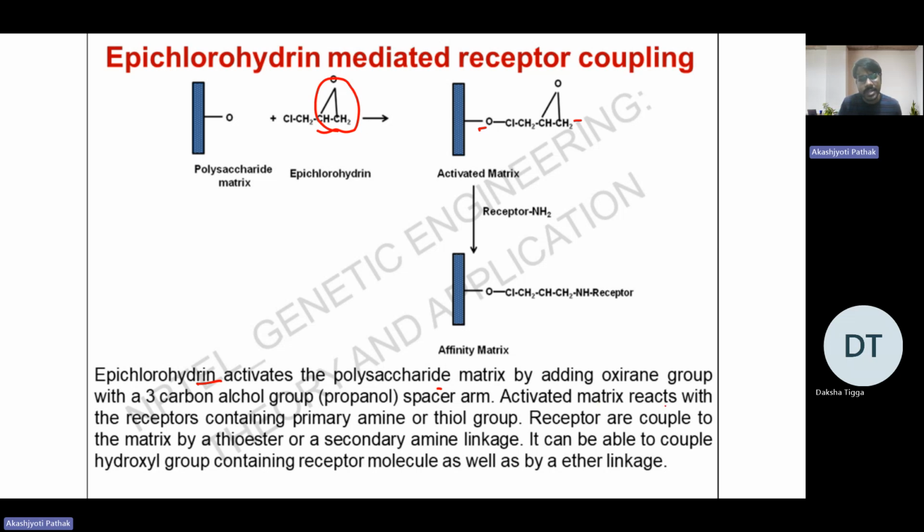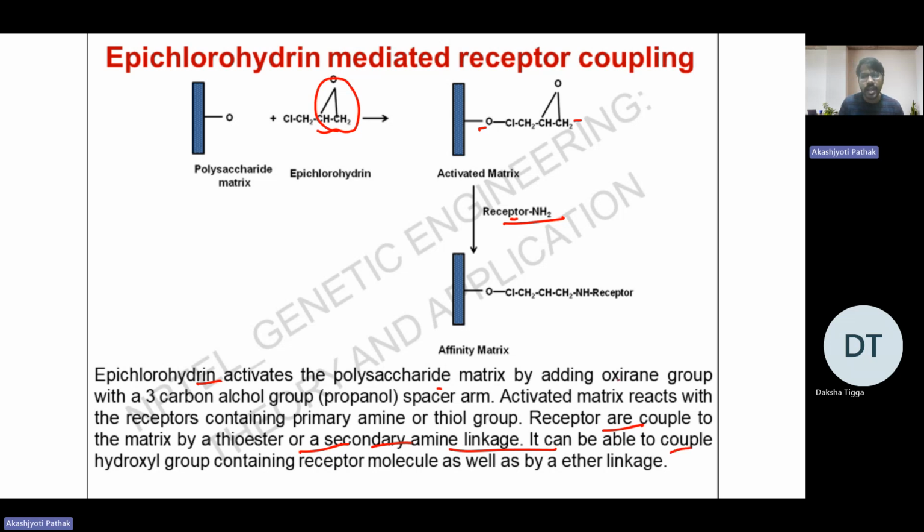Now the activated matrix will react with the receptor. So your receptor has primary amine. Why? Because your receptor is a protein molecule. It will have a free primary amine group. The N terminal will have a free primary amine group, or it can have any other side chains, amino acid residues with side chains having this amine group. And then this activated matrix will react with the receptor containing primary amine. The receptor will couple to the matrix via thioester or secondary amine linkage.